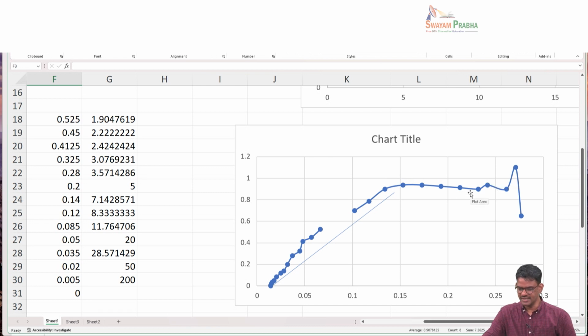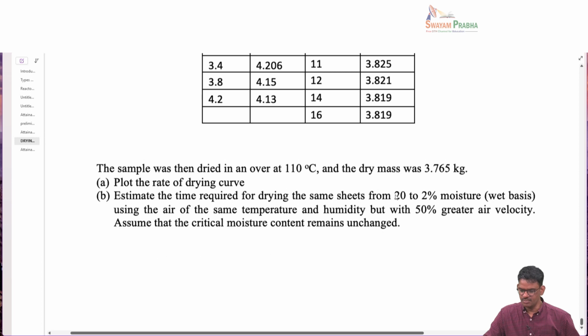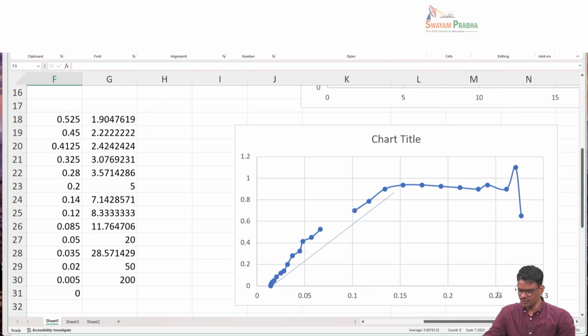And then for the original sample, let us go back to the problem here, 20% to 2%. If you convert 20% into dry basis moisture content, it will be like 25%. So going back here, from 25% to 0.02 somewhere here, you want to find the drying rate. Again, you can do the constant drying rate based on the scaled drying rate, and from here onwards you have to do it graphically.